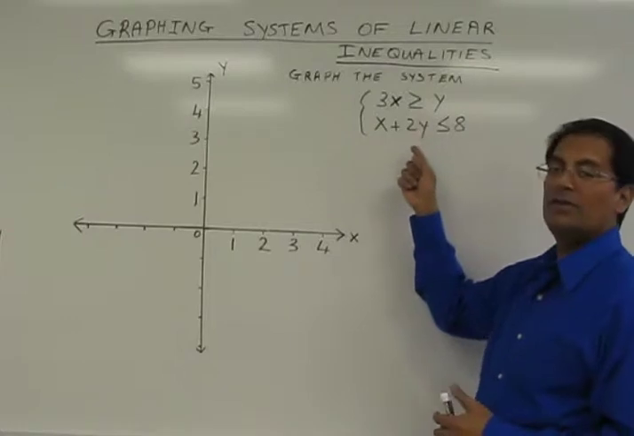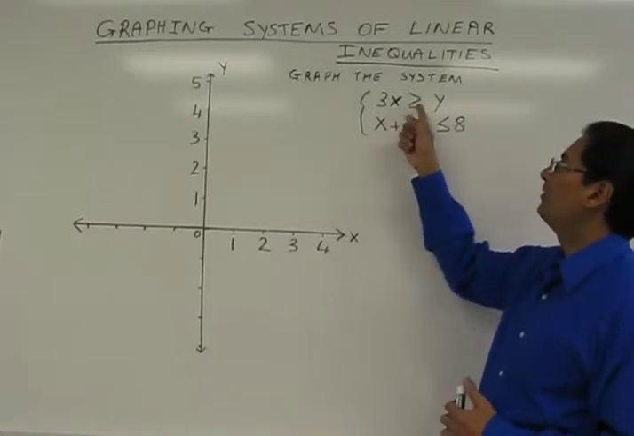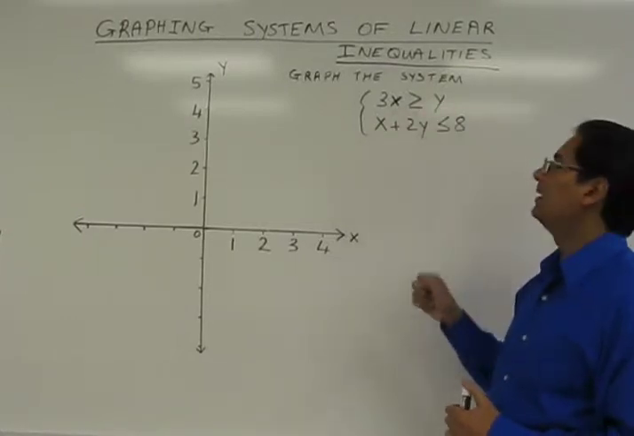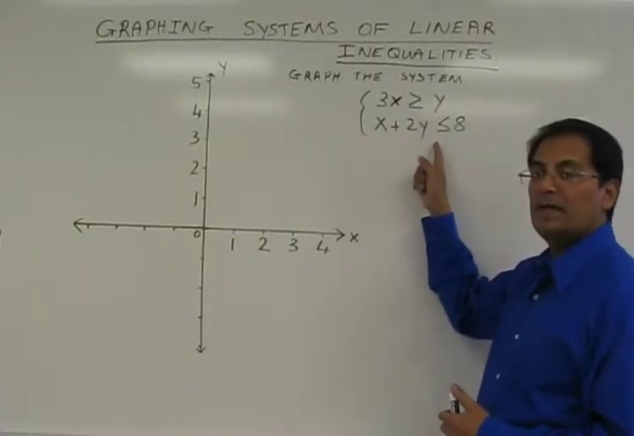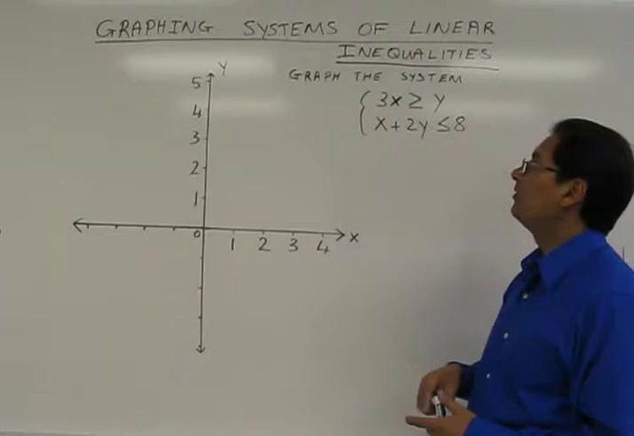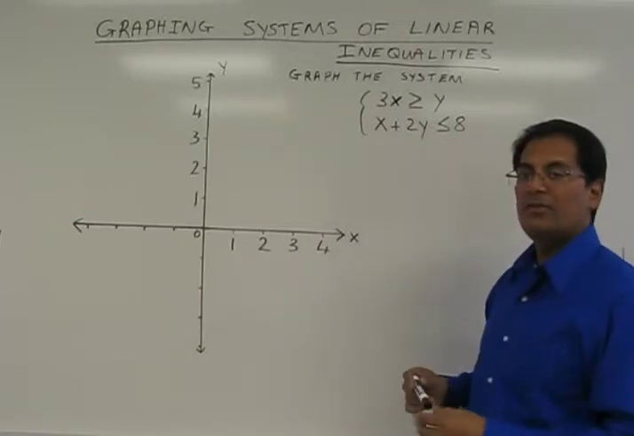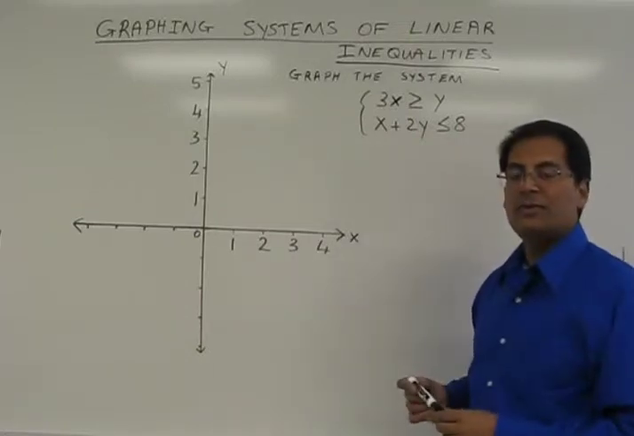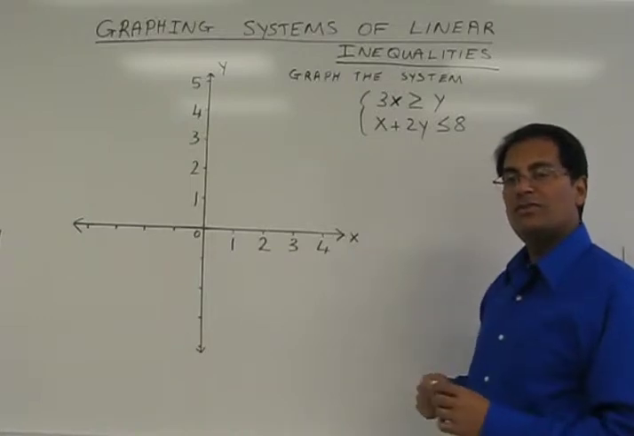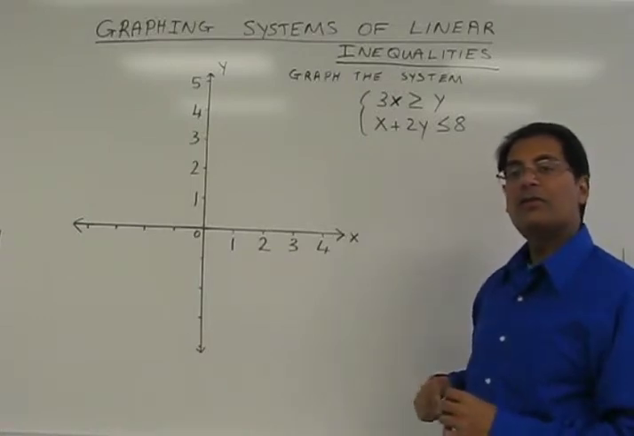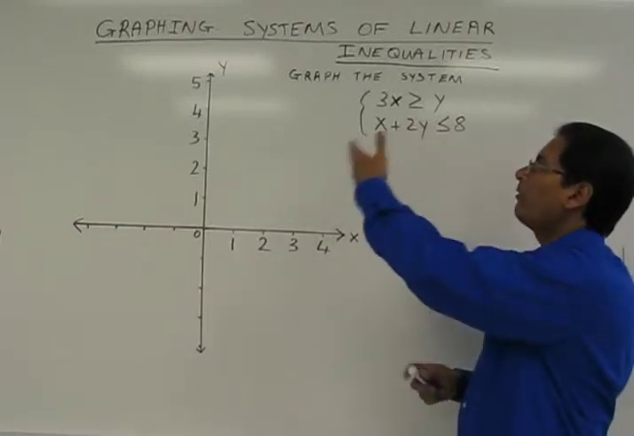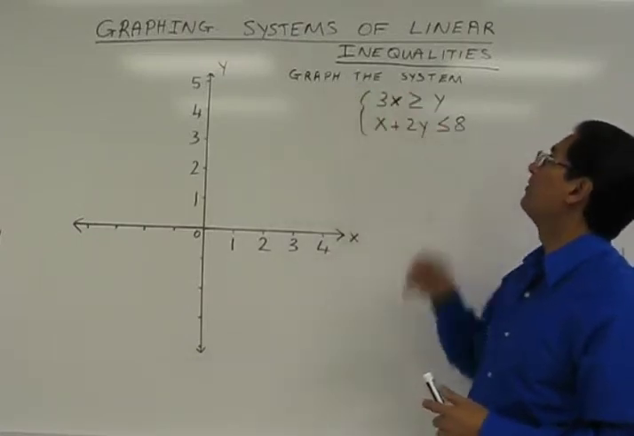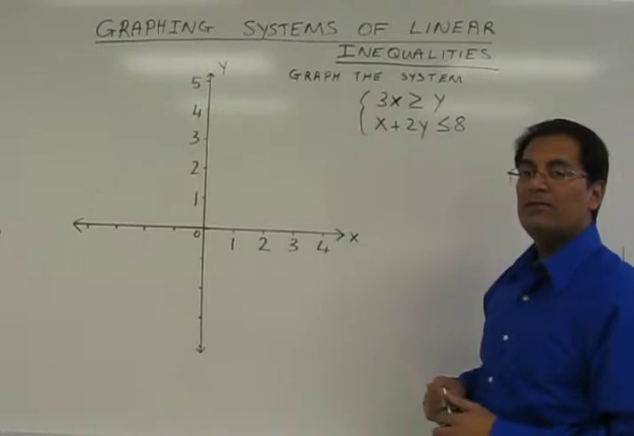There's two inequalities here. We have 3x is greater than or equal to y, and x plus 2y is less than or equal to 8. So these are two inequalities, and there's a system, and there's a solution to this system. However, the solution to a system of inequalities is now a space, an area. And so we're going to look at the solution on a graph. Hence, we're asked to graph the system that we're given here.